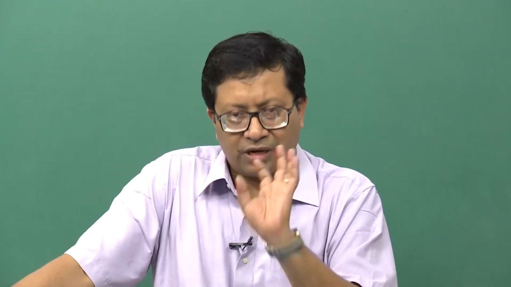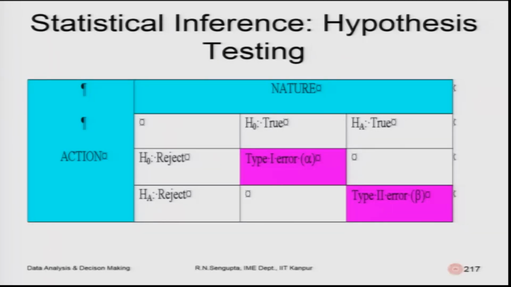What is the table format? I am going to come to that later. So, this is the table format. Now, pay attention to the blue part, which is the action and the nature, and especially to the pink part, which is of type 1 and type 2 error.